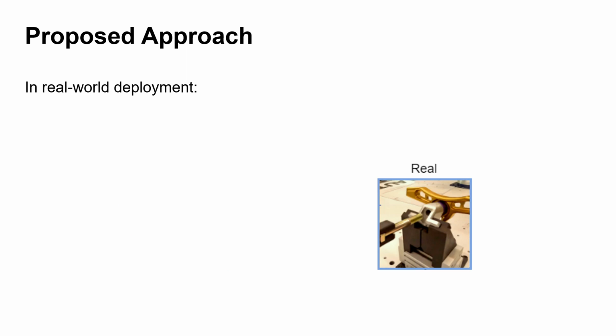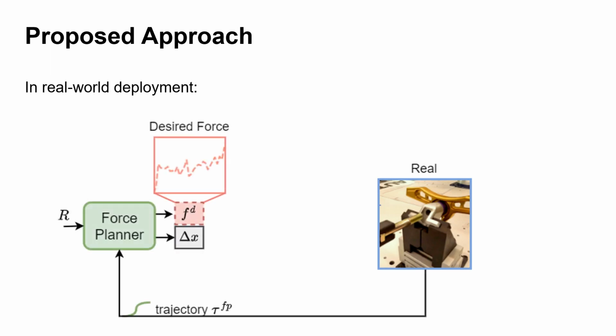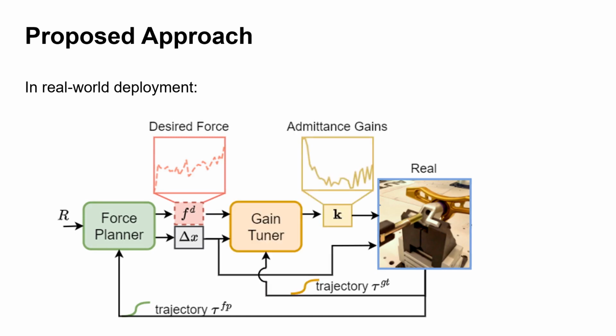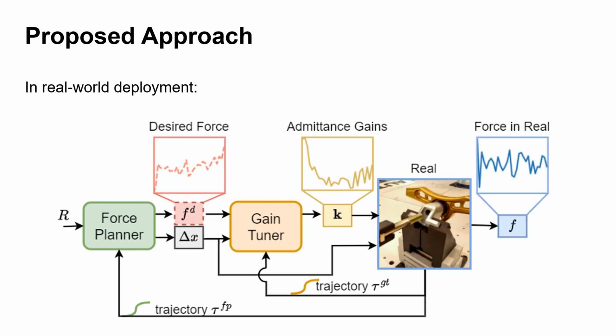During the real-world insertion task, we first use the force planner to generate robot motion and desired force. Then, the gain tuner actively updates the admittance control gain for the robot given the force plan and previous trajectory to modulate the real-world contact force.